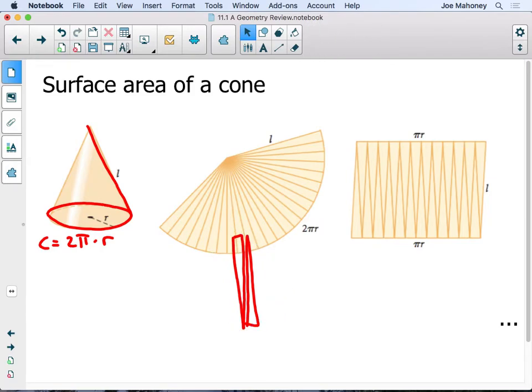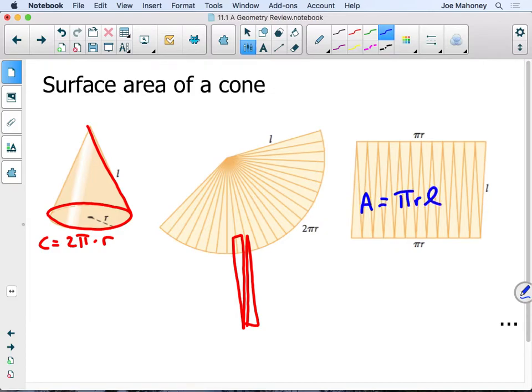And what we can do is rearrange them to make a sort of parallelogram-ish rectangle. So the area of this parallelogram, or this rectangle, is base times height. So this area is going to be the base times the height, pi RL. So that's the area of the surface part of the cone.